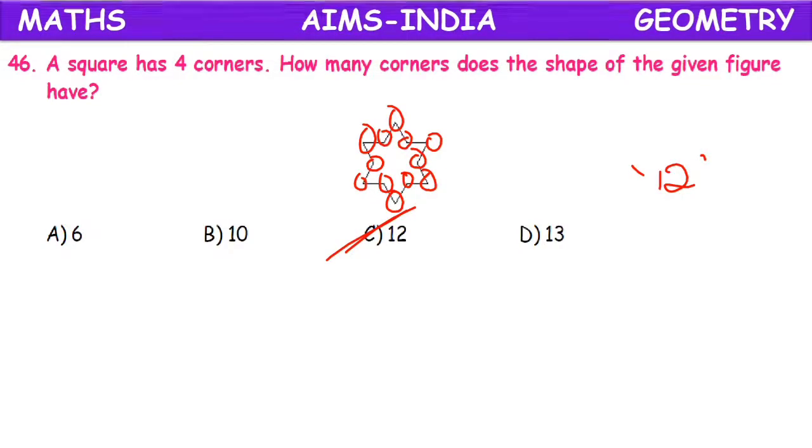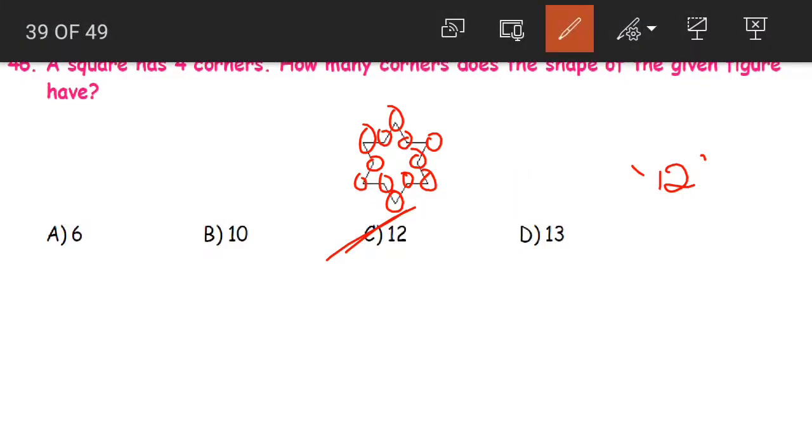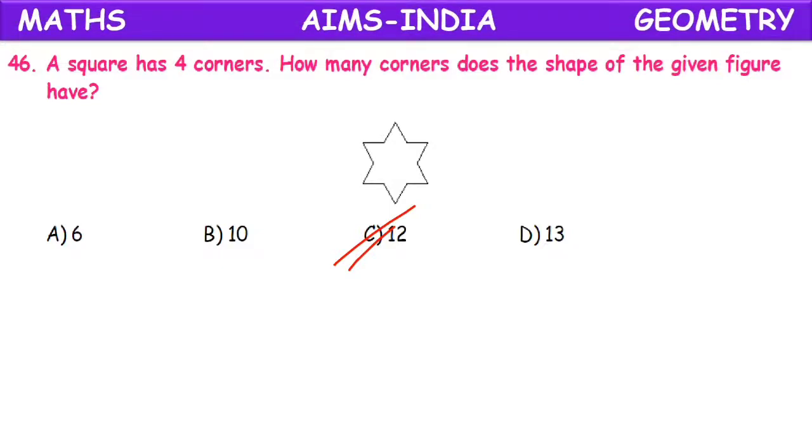Again, what is a corner? A corner is where two sides or the edges of a shape join. Here the pointy part says it's a point. Yes or no? So that will be called as a corner. So for question 46, 12 is our correct answer.